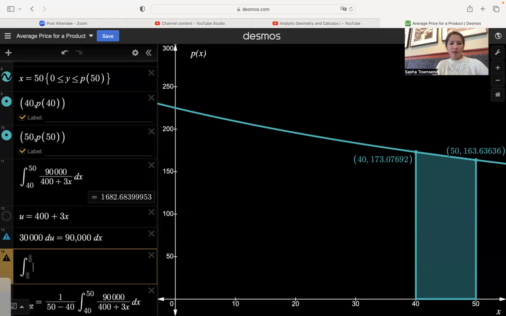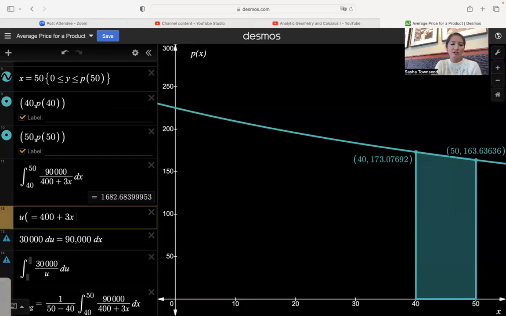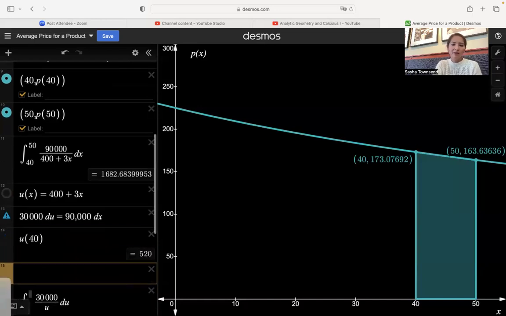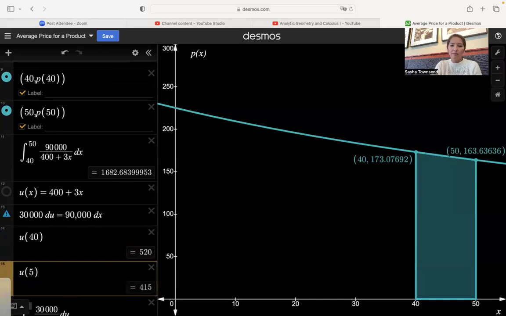So we end up with 1 divided by u as our integrand. And then we've got that 90,000 dx, which becomes a 30,000 du. So you can put a 30,000 in that numerator. So you have 30,000 divided by u du as our integrand now. And then we integrate from one u value to another. To find those u values, we can think of this u as a function of x, and then evaluate at x equals 40, and evaluate at x equals 50.